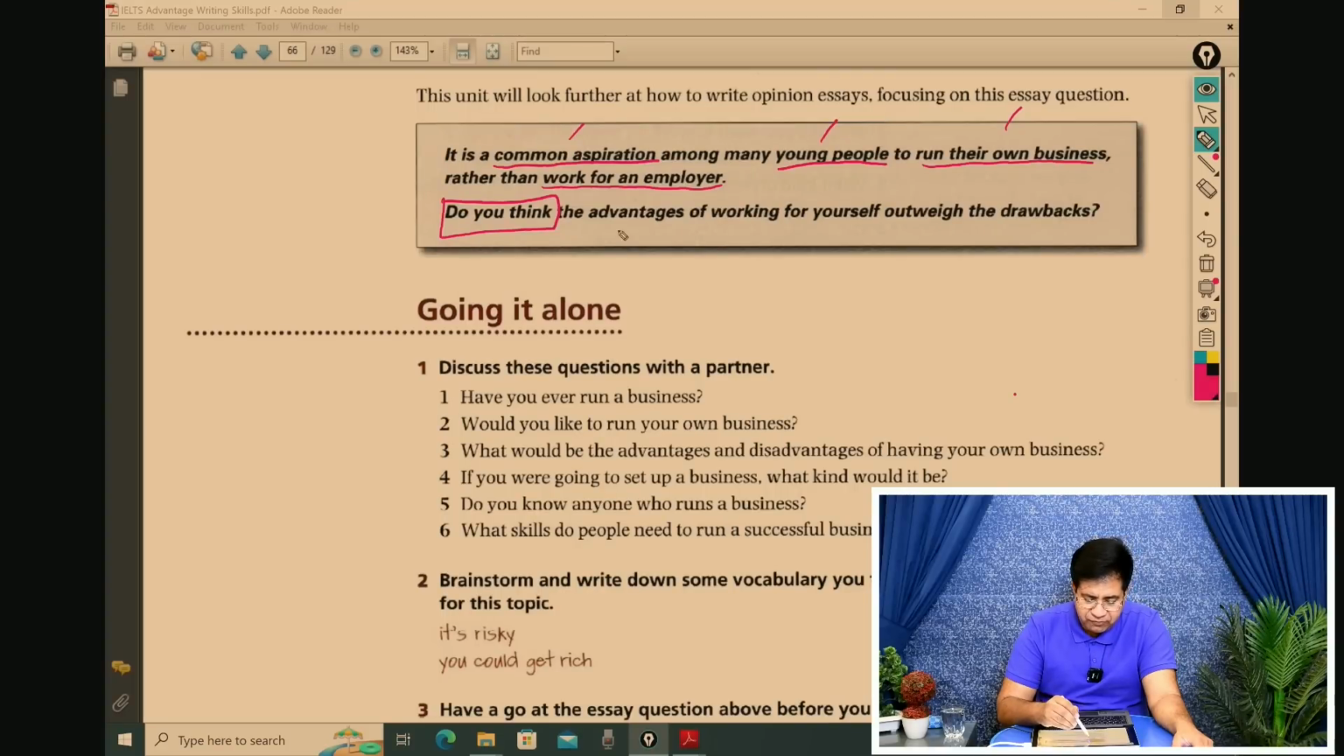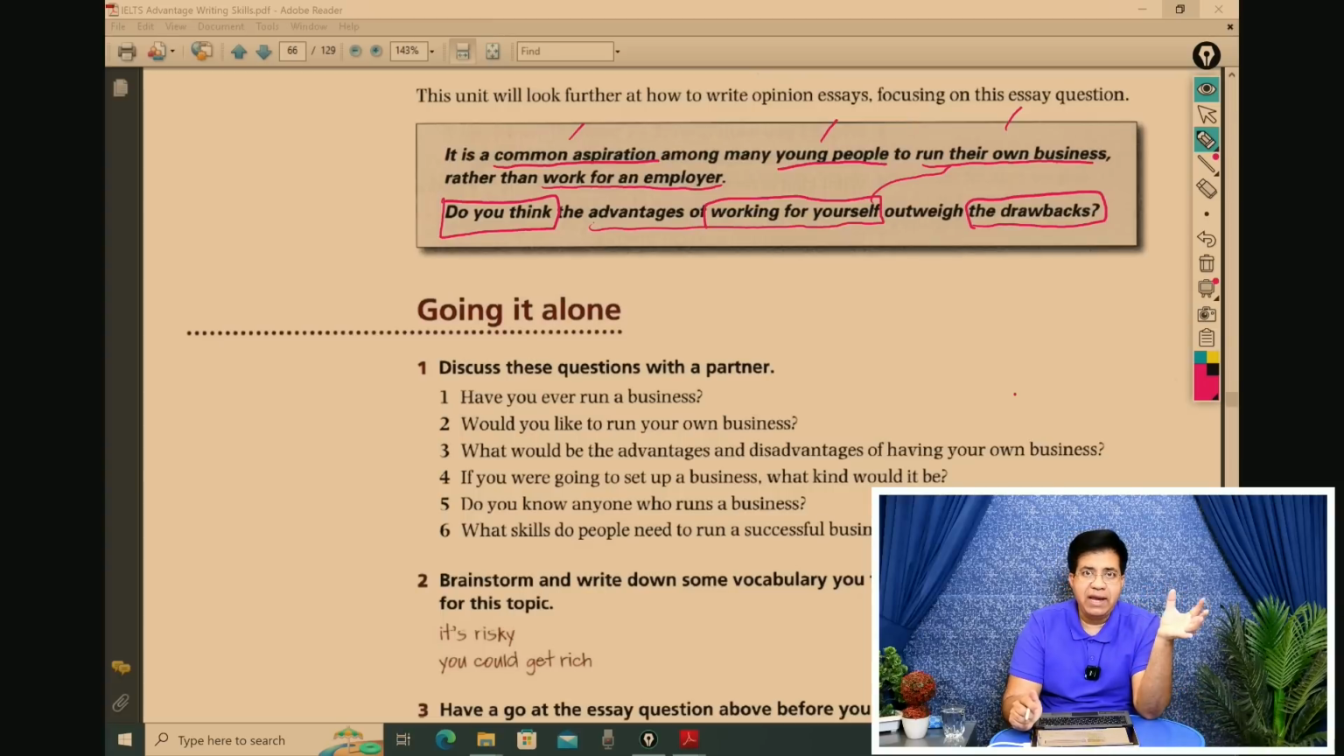Advantages of working for yourself. What is working for yourself? That is becoming an entrepreneur, running your own business. See, they have reworded it: do you think the advantages of working for yourself outweigh the drawbacks? So, if you have your own business, do you think it has more advantages than disadvantages? If you think like that, then you agree. And if you think having a job is better than running your own business, then you disagree. This is how, guys, you need to read and understand the topic, and this is very, very important.